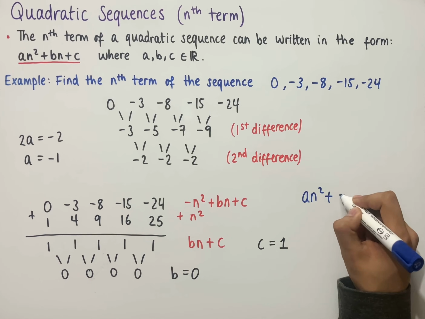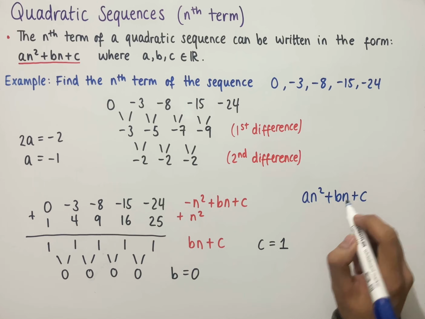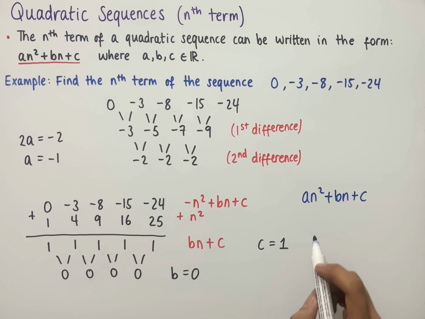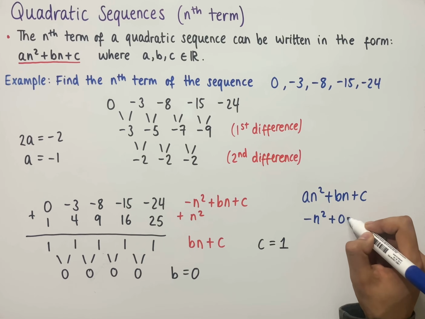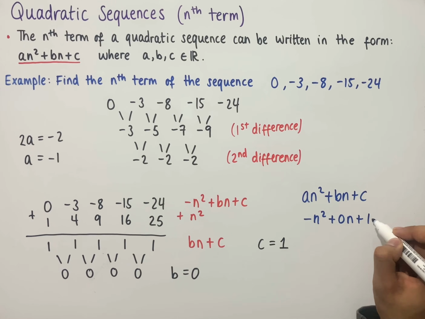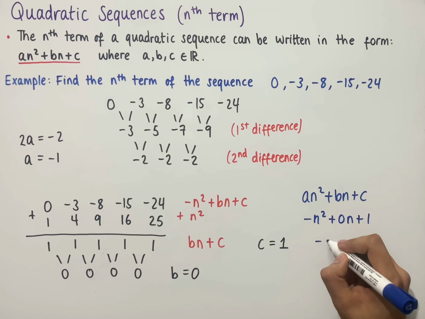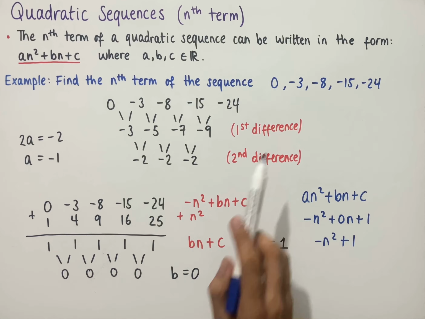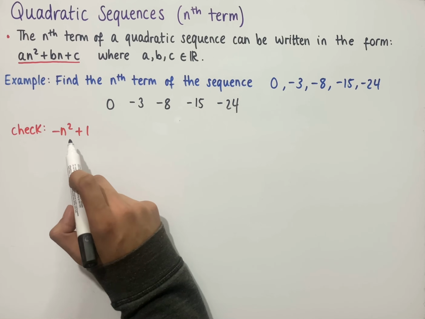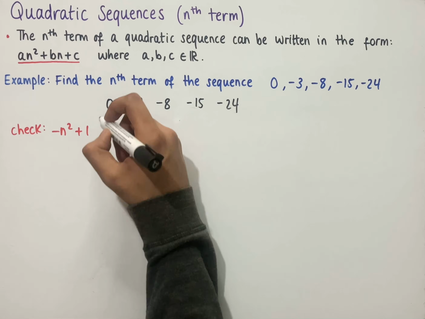Finally, comparing with the general form for the nth term of a quadratic sequence, we have an squared plus bn plus c, and so substituting in our values for a, b, and c, we end up with -n squared plus 0 times n plus 1. And so if we simplify this, we end up with -n squared plus 1, which is the nth term of this sequence.